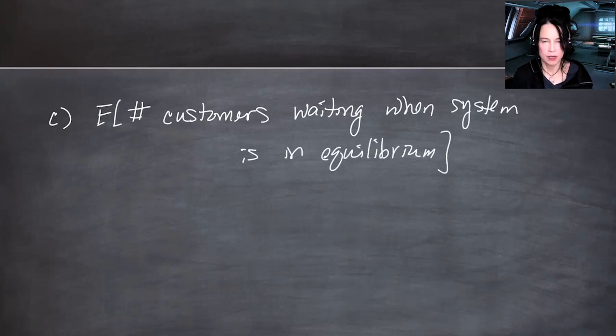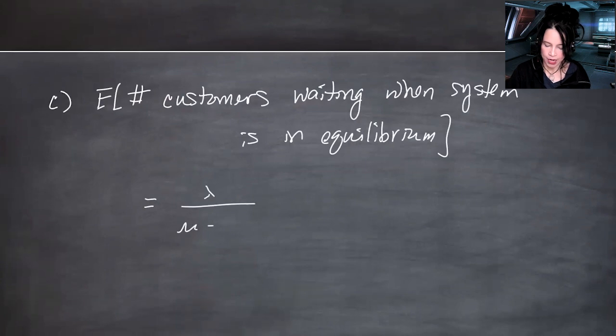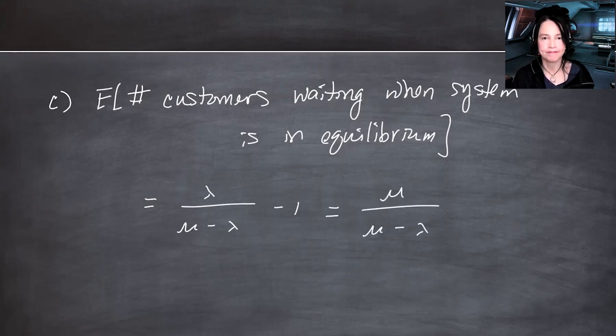So we found the expected number of customers in the entire system, and that includes the one in service. So this should just be lambda over mu minus lambda, minus 1. And if you compute that, you'll get mu over mu minus lambda. So, yay. We haven't officially started queuing yet, but one of our examples of a birth and death process was a queue. And we know some things about it.